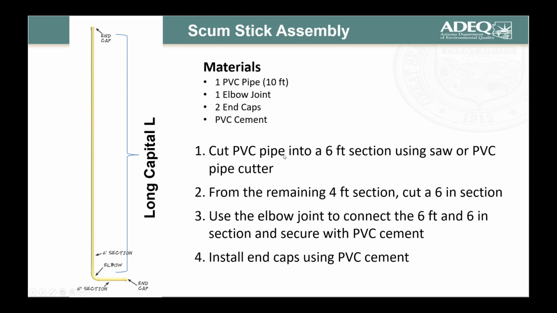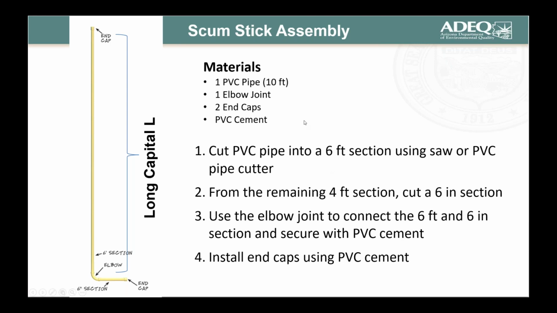So what we're going to do, we're going to cut a 6-foot section off of that 10-foot section of PVC with a saw or pipe cutter. And then the remaining 4-foot section, we're going to cut a 6-inch piece off of that. And then we're going to use the elbow joint to connect that 6-foot and that 6-inch section, and we're going to secure it with PVC cement. And then we're going to install some end caps using the PVC cement because we don't want the sludge and the scum getting inside the PVC pipe.